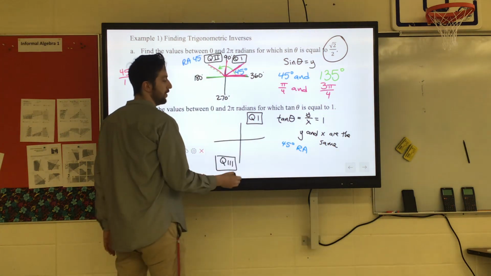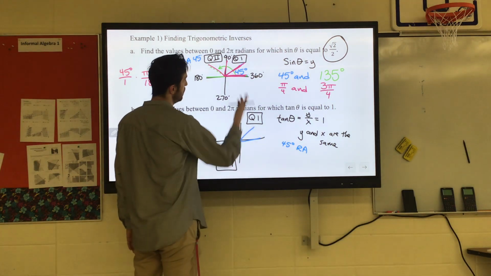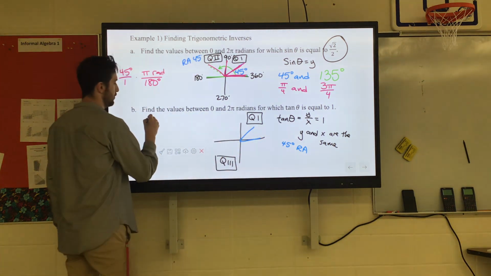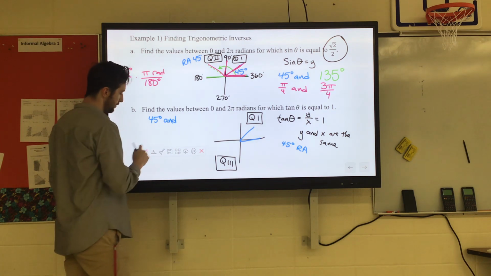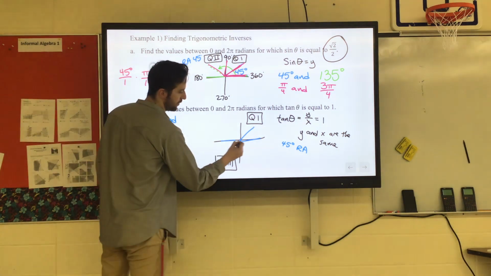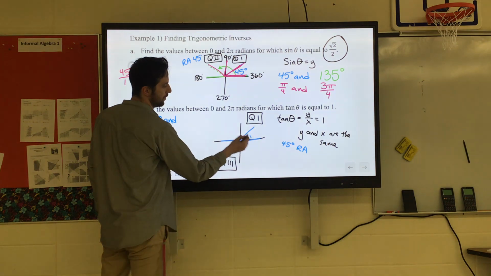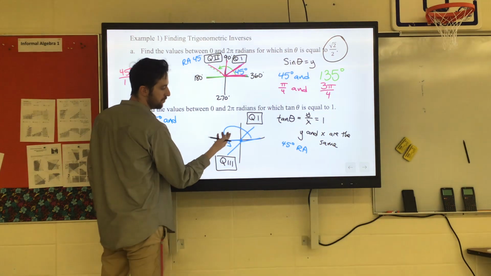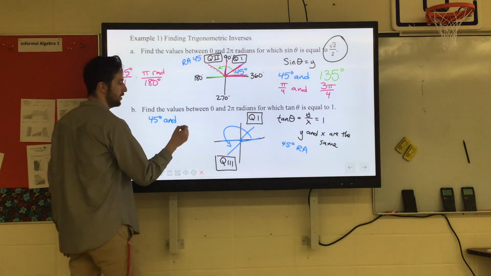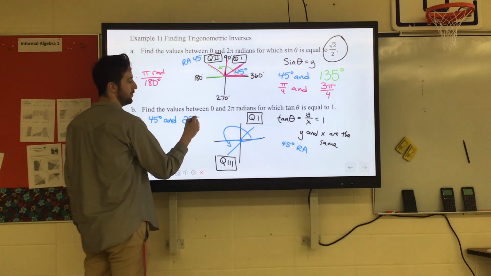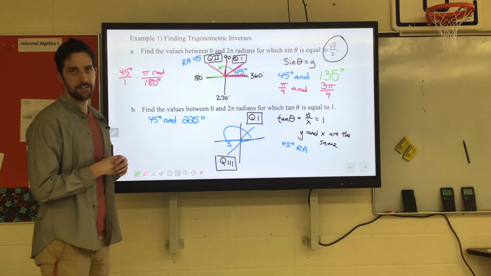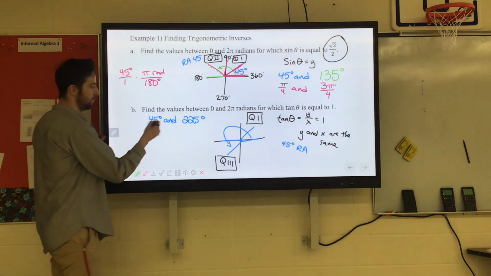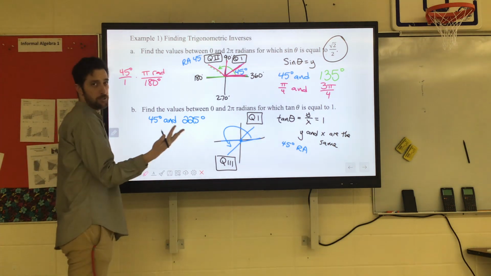So if you have a 45-degree reference angle in quadrant 1, we had that on the first one. It's 45 degrees. And a 45-degree reference angle in quadrant 3 would be 180 plus the 45, which is 225 degrees. Again, we're going to convert these also into radians, and then we're done. So 45, you see it all the time. It's just pi over 4.